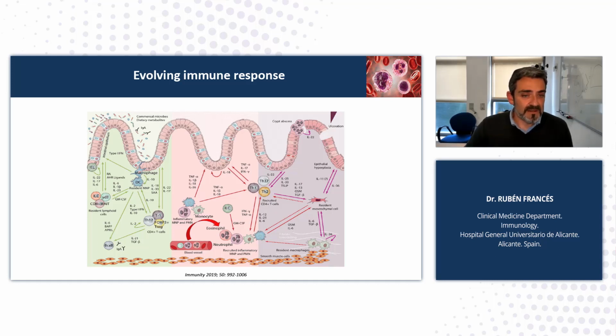And I also would like to remind you of the concept of evolving immune response. This is a diagram for Crohn's disease, but I think it is still valid for showing that the immune response during the progression of inflammatory diseases is different. It's not the same in early, mid, or advanced stages. The inflammatory cells and mediators that are liberated change with progression of the disease. We have to keep this in mind because treatments may not have the same effect in different stages of disease.